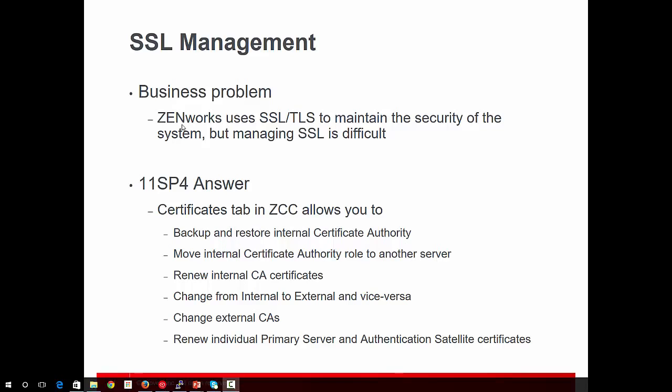I also have the ability to view the certificate, so I can see things like when this certificate expires and who it was issued to. You can see here this one expires in about 10 years. I also have the ability to move the CA role if I have multiple certificate authorities or multiple primary servers in the zone. I can select which one is going to be the CA. That way, if for instance I'm going to decommission a server, I can move the CA role off that server to another server in the zone.